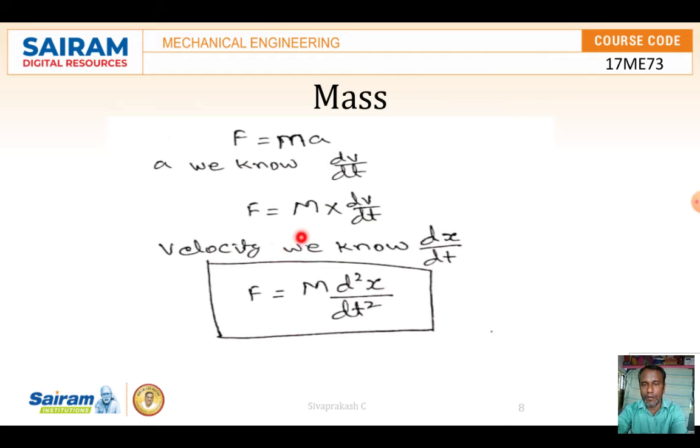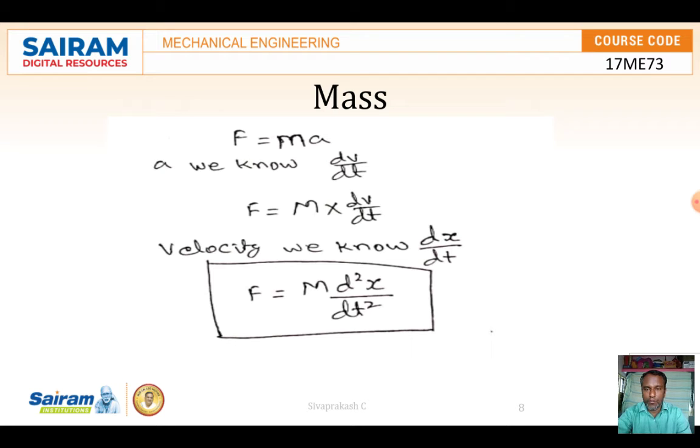We already know that velocity can be converted in terms of displacement, that means x. So v is equal to dx by dt, so this equation becomes f is equal to m into d square x by dt square. Okay, so wherever this mass comes, we are going to substitute this formula, that is m into d square x by dt square.